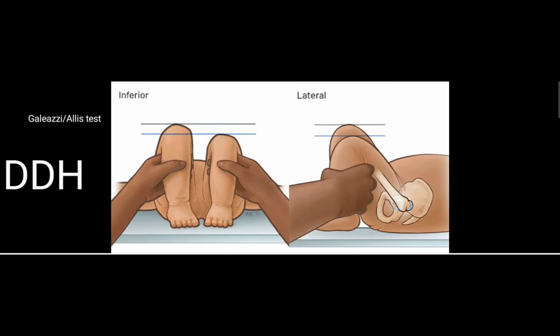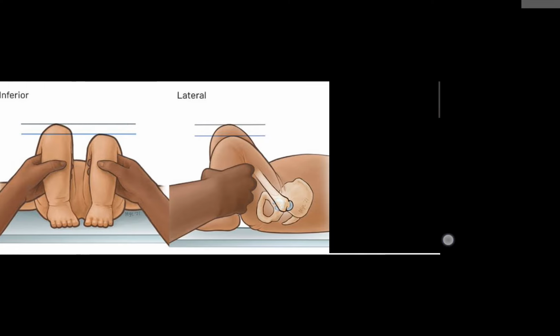This is another test known as Galeazzi or Allis test for DDH. In this, basically, we flex the legs of the baby, and here we can find that there is a difference in the height of the two patellae. That is, the two knees are not parallel to each other. One knee is lying higher and one is lower. This is due to developmental dysplasia of the hip.